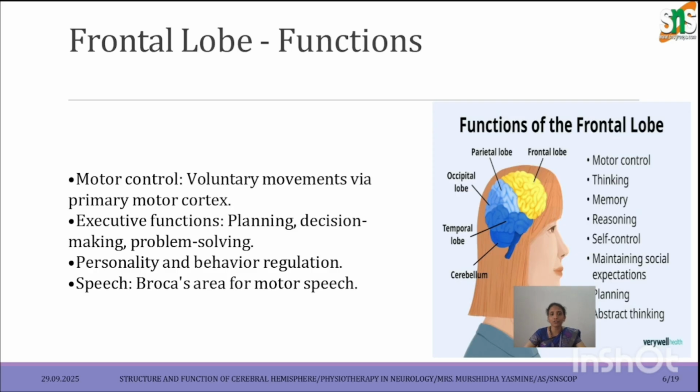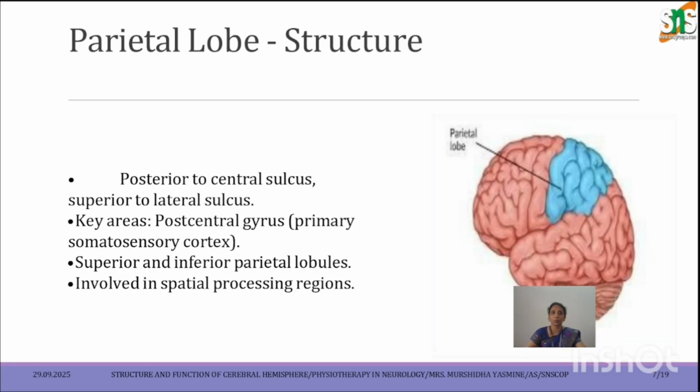The function of the frontal lobe is to control motor function and voluntary movements via the primary motor cortex, and executive function by planning, decision making and problem solving. Personality and behavior regulation is also done by the frontal lobe, and as I said earlier, Broca's area is located in the frontal lobe. So motor speech articulation is all controlled in the frontal lobe.